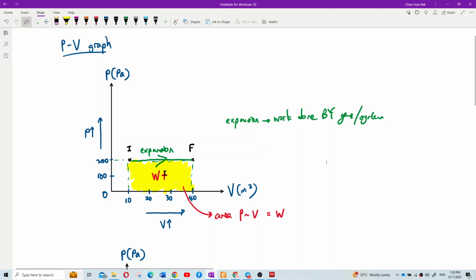Understand the graph first. Okay, this process is going to the right. Initial point is here, final point is here. That means what happened? Pressure is constant, right? First, you can say pressure is constant. Correct or not, class? What happened to the volume? Volume increases. Understand, class? Okay, how about temperature?